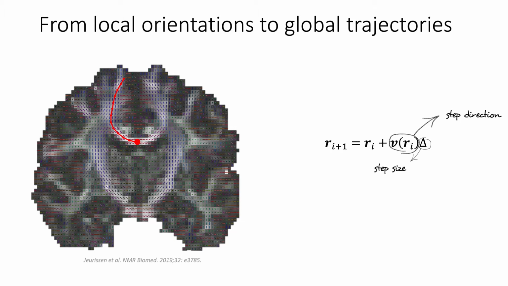This integration scheme is called Euler integration or first order integration. Note that the vectors provided by diffusion MRI are merely orientations that carry no sense, so we have to track both along V and minus V to obtain the entire trajectory. And of course, we can track from as many seed points as we want.